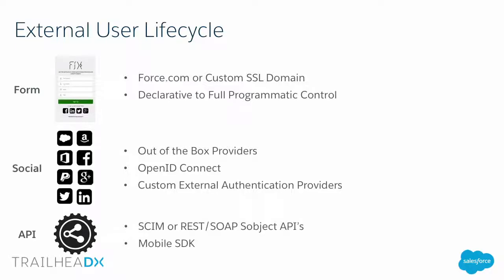We also support APIs for registration. So we have a SCIM API, as well as standard REST and SOAP-based S-Object APIs. And we have a mobile SDK. So if you want to create your own custom mobile applications, you can use our mobile SDK, and we'll handle all the identity plumbing for you, and you can focus on developing your app.